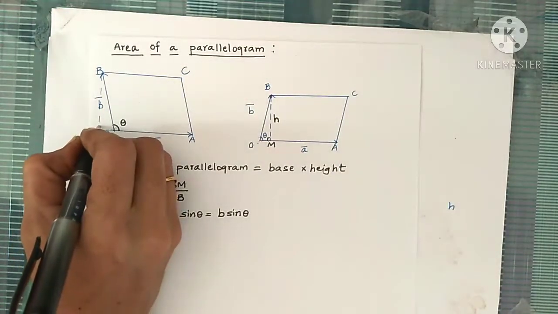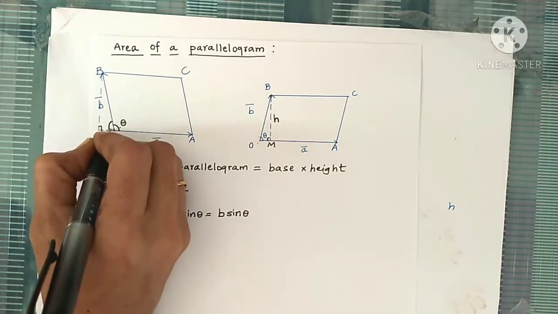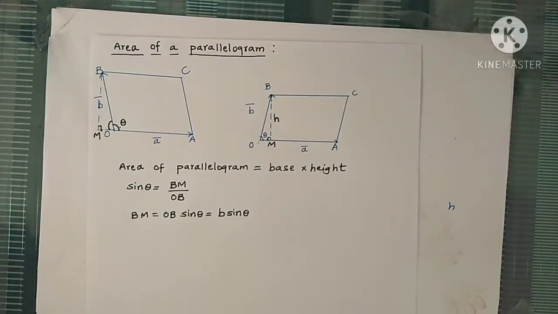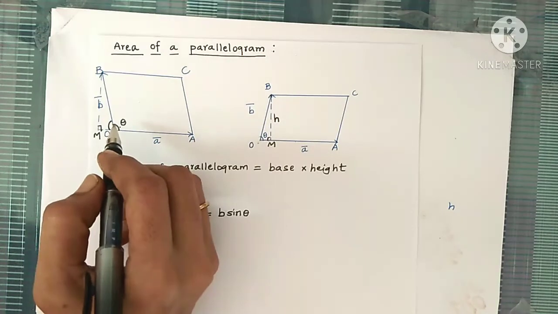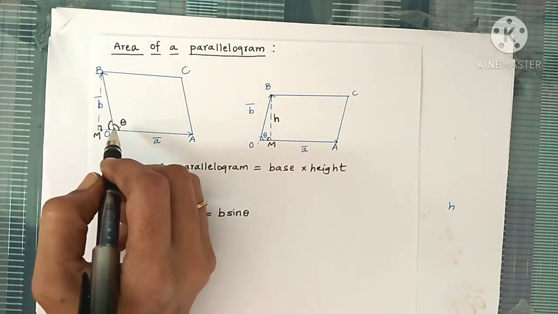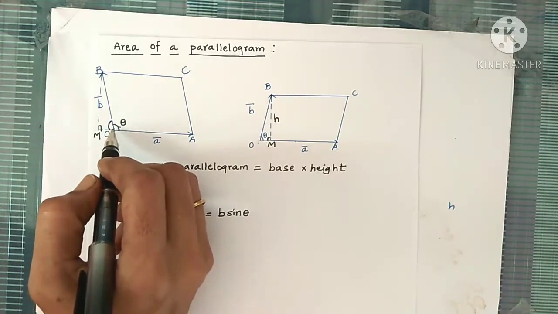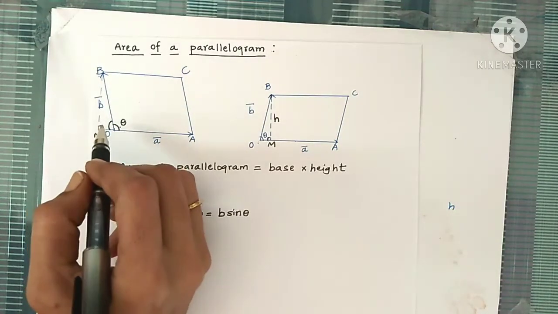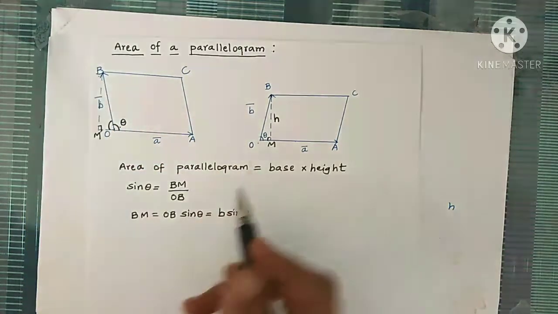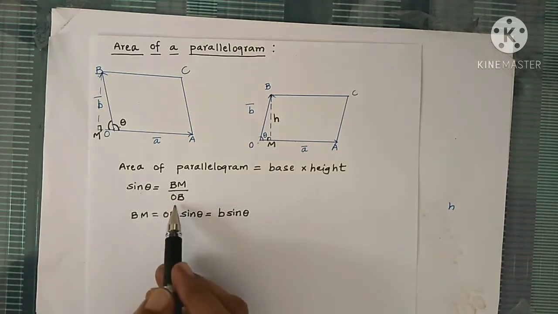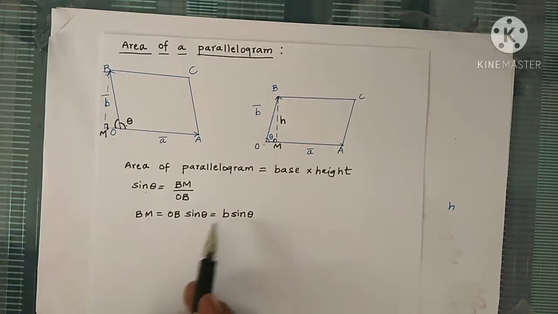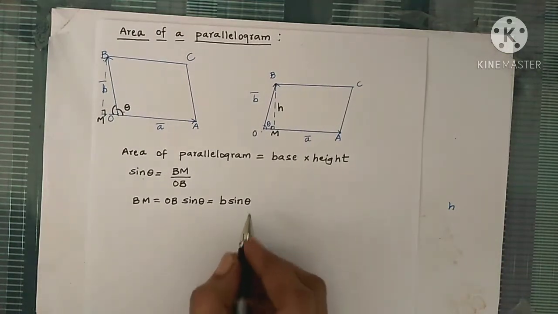Let's see how it is. If this is theta, then this is pi minus theta, 180 minus theta. Again consider triangle OBM, and take sine of pi minus theta. Opposite side is BM divided by hypotenuse OB. So again we get BM upon OB, but instead of theta it is pi minus theta. But sine of pi minus theta is sine theta only. So again we get the same equation, and the same equation for BM as well. So BM equal to b sine theta.